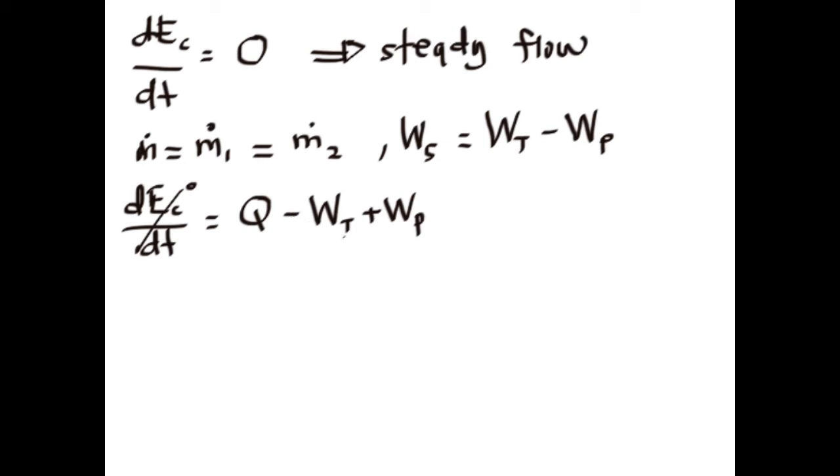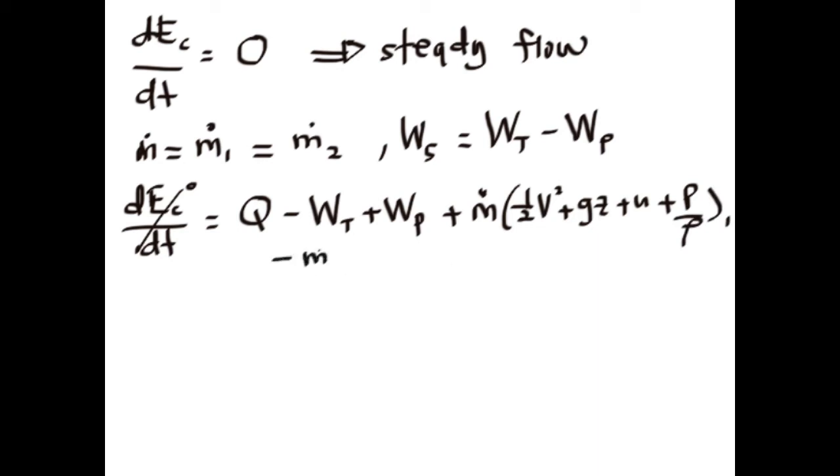Minus W shaft. And then for the mass, m dot times half V squared plus gz plus u plus P over rho for the inlet, and minus m dot, which should be the same, times half V squared plus gz plus u plus P over rho for the outlet.